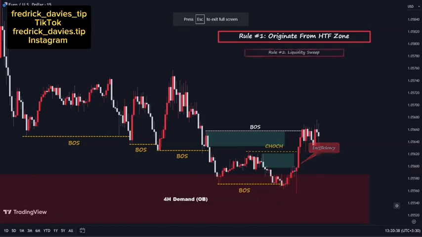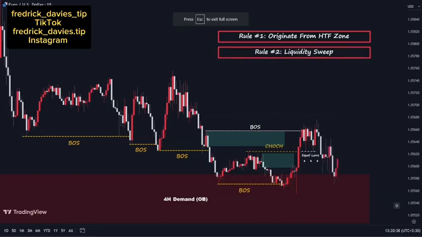Secondly, for having a high-quality change of character which provides a high probability in the market, price must sweep static liquidity zones before tapping into the identified supply or demand zone. Here we can see that price has swept the liquidity below these equal lows and then continued its bearish movement.